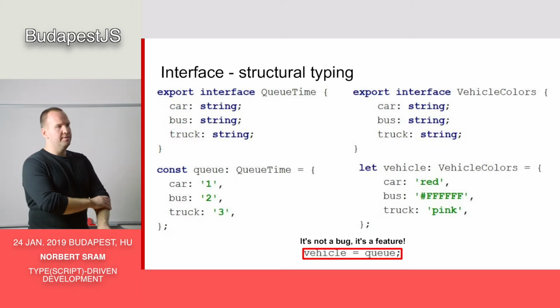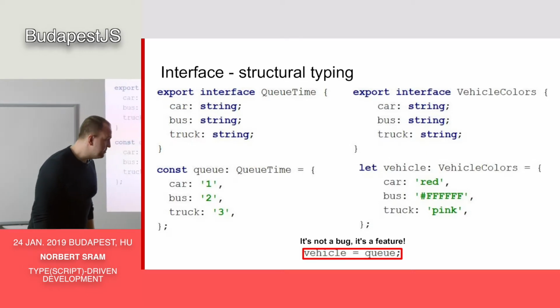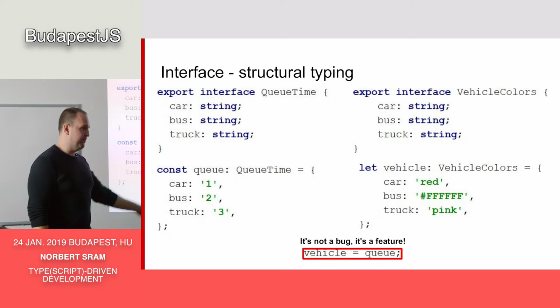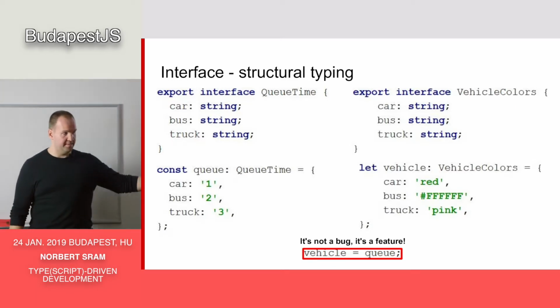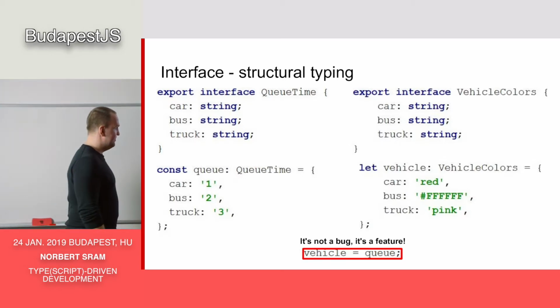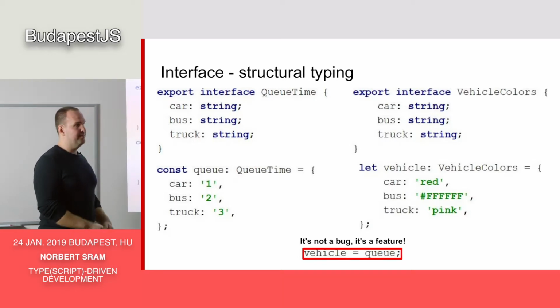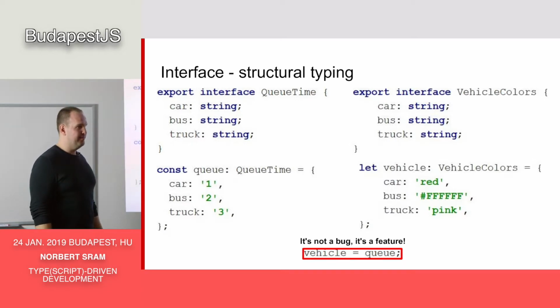I don't want to go into this, but vehicle will be equal to Q. Yes, that works. That's structural typing for you. Test it, feel free to try it out. If I'm creating a new instance, you cannot create a new instance of an interface, because the compiler will tell you it's used as a value, whereas it is a type. I mean TypeScript, not JavaScript.